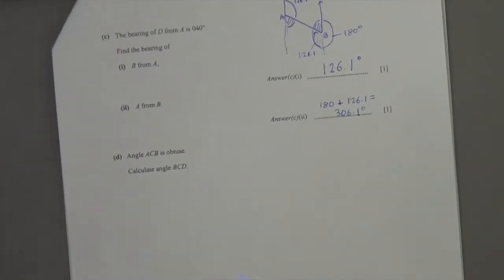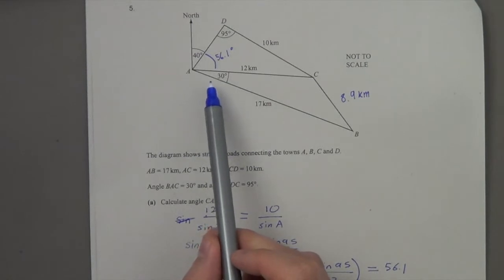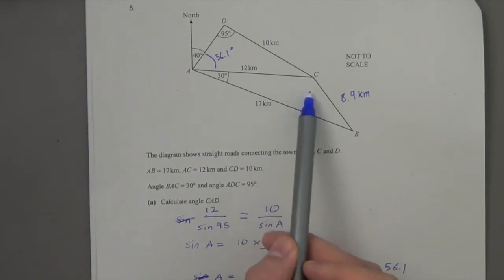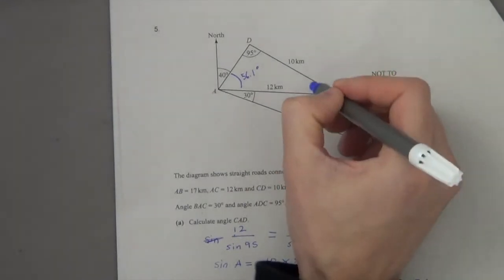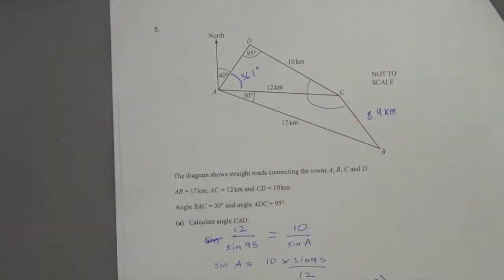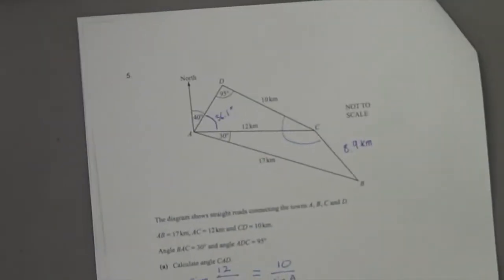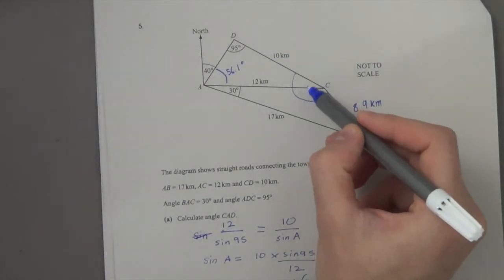Right, angle ACB is obtuse, which is this angle, so it's in between 90 and 180. Calculate angle BCD. BCD is going to be this angle here. So, how do we do this? This is a 4-mark question. First of all, let's do the easy bit first.